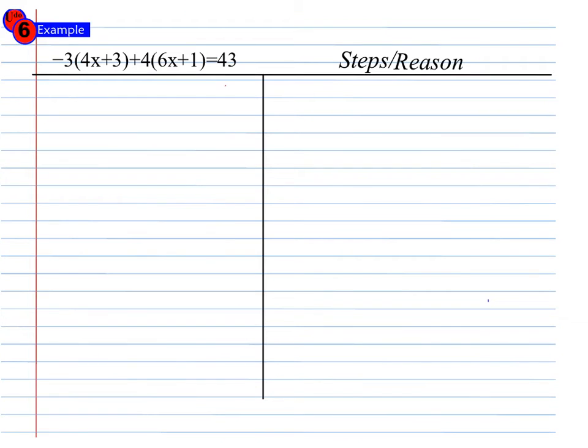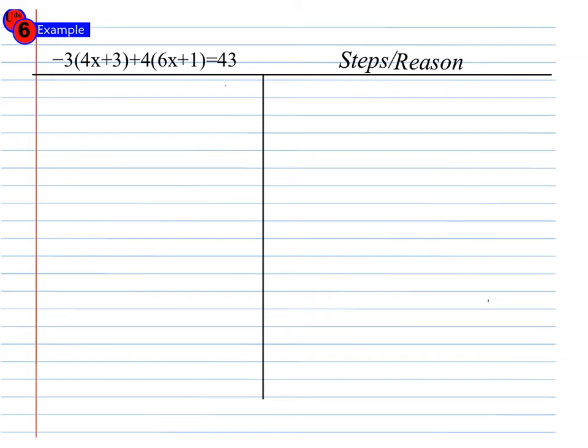Okay, if you notice on this problem, we have two parts of parentheses. This is called a binomial because it has two things inside of it. If it was only one thing, like the 4x, that would be a monomial. If it has 3 things, that would be a trinomial. But since this is a binomial, we're going to multiply this -3 inside of everything in this binomial, and the same thing with the 4.